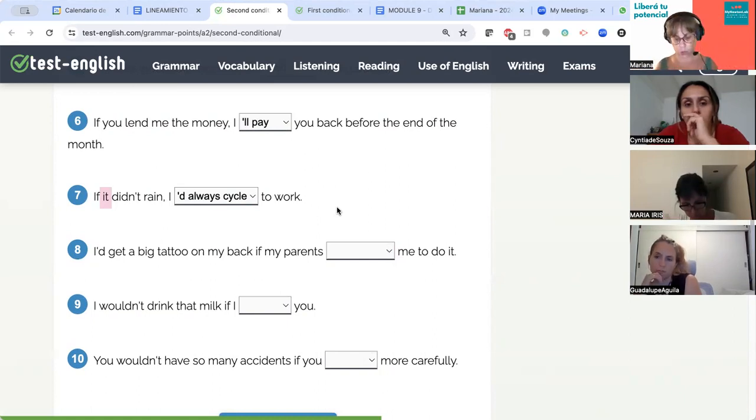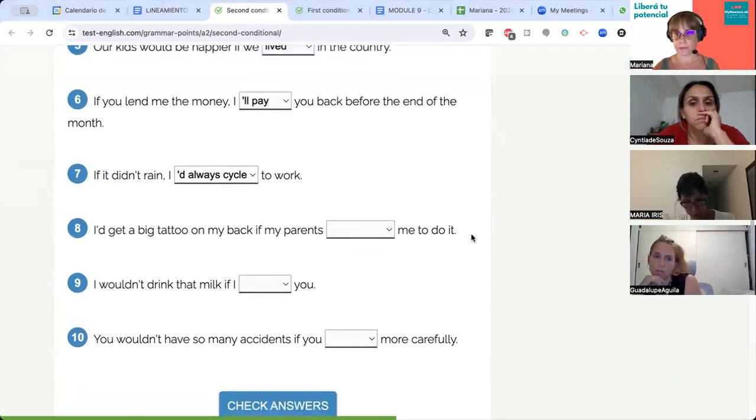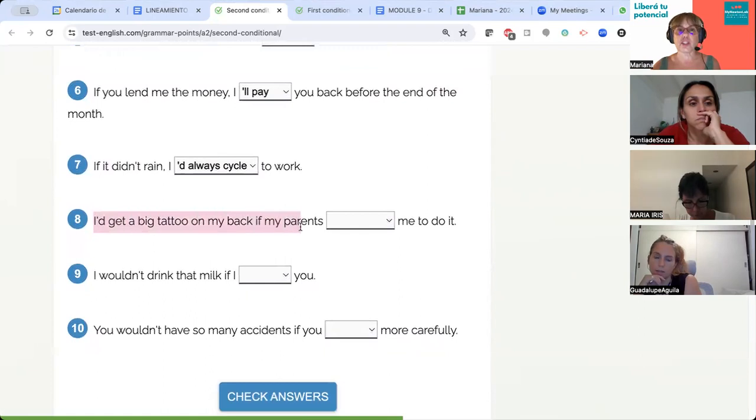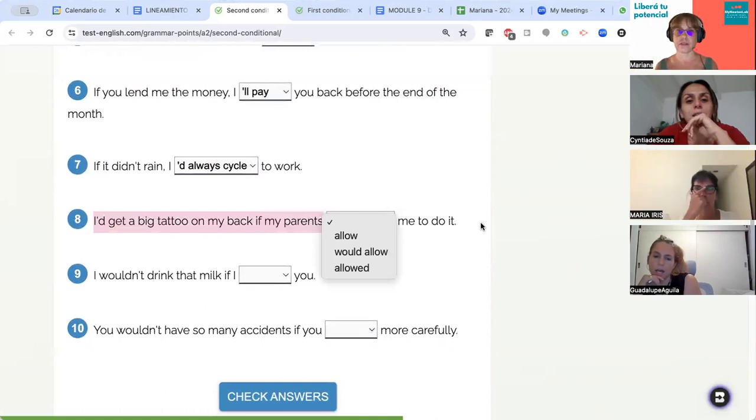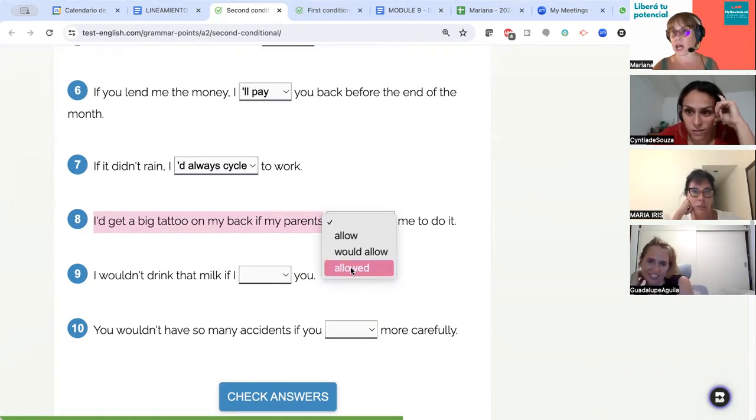Okay? So, it's not a good option. Okay, Mari? Sí. I'd get a big tattoo on my back if my parents allowed me to do it. What say? Allow it. How to pronounce? Allowed. Allow is the verb permitir, okay? Dejar, allowed, permitir.